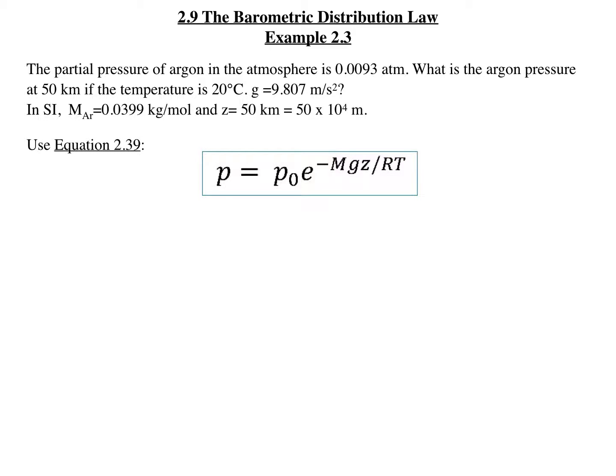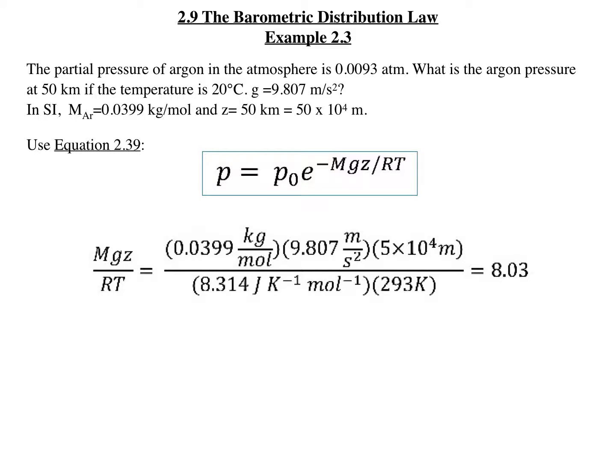Then we use equation 2.39, which is the barometric law. P equals P0 e to the power minus m, molar mass, g, acceleration due to gravity, z, the height of the gas column, divided by R and temperature T. So in this sort of situation, it's easier to first calculate the exponent and then substitute into the equation. The exponent we have is mgz over RT.